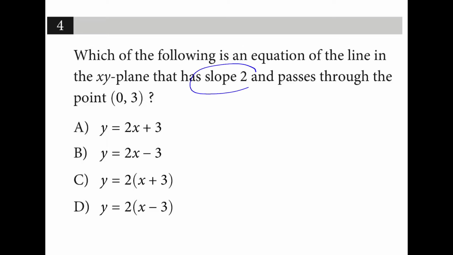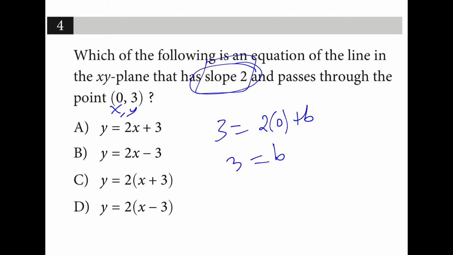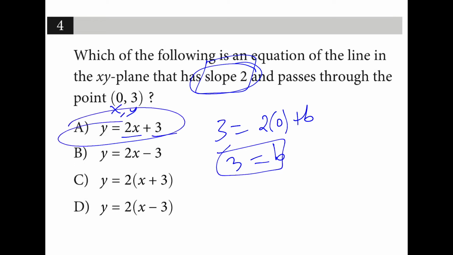So we have a slope of 2, and this is one of the points, x comma y. So if we set that up as 3 is equal to 2 times 0 plus b, we find that b is equal to 3. And since our slope is 2 and our intercept is 3, this is our equation.